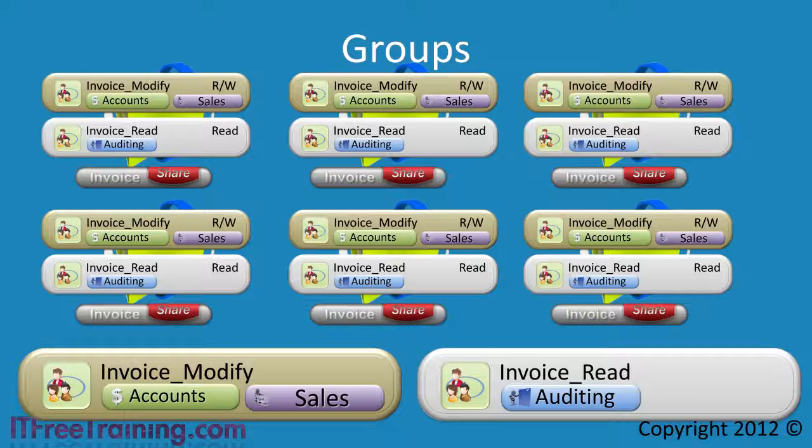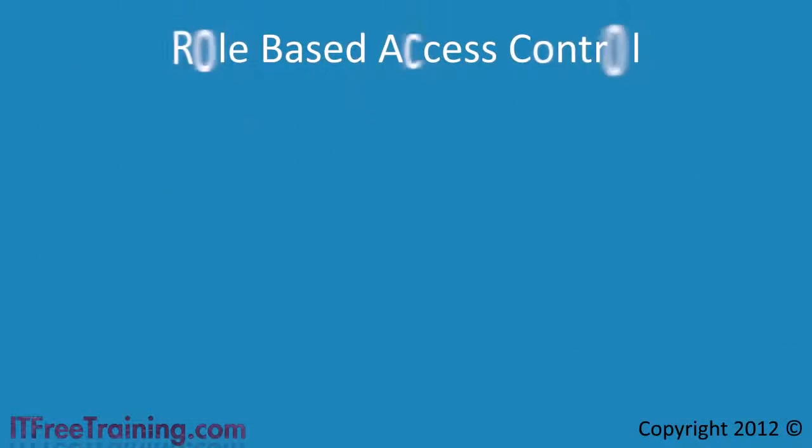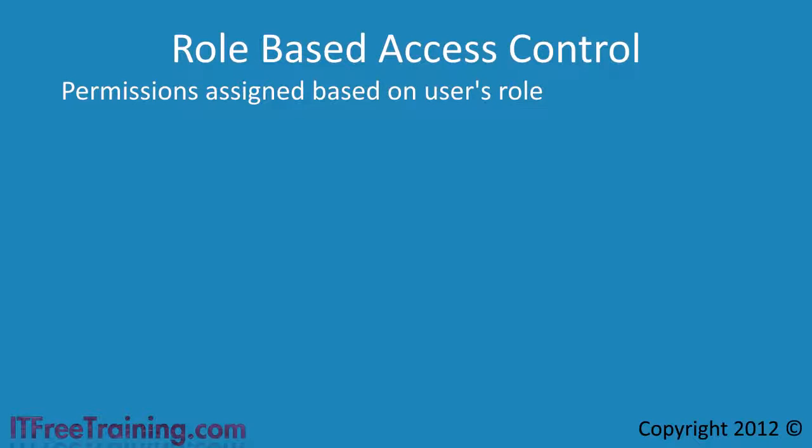Also, if someone were to ask who had access to the invoice share, you simply need to look at which users are in the Invoice Read and Invoice Modify groups. Configuring access like this is called role-based access control. When using this approach, permissions are granted based on the role the user has in the organization. Users are not assigned permissions directly using this approach. Using role-based access control, a user acquires access through their role in the organization.